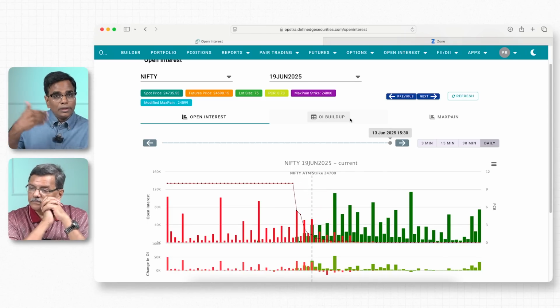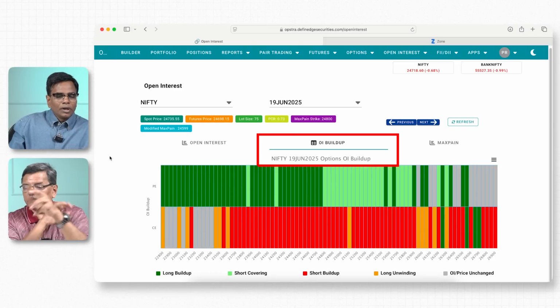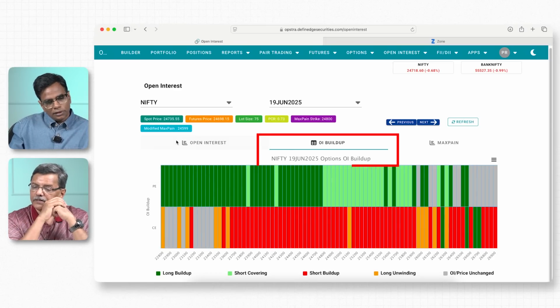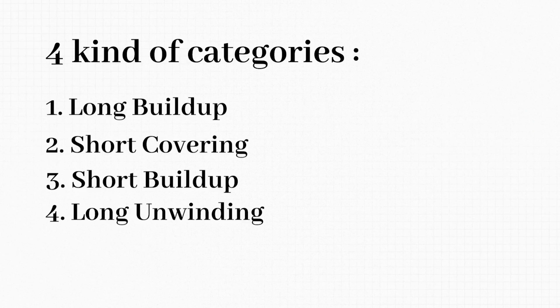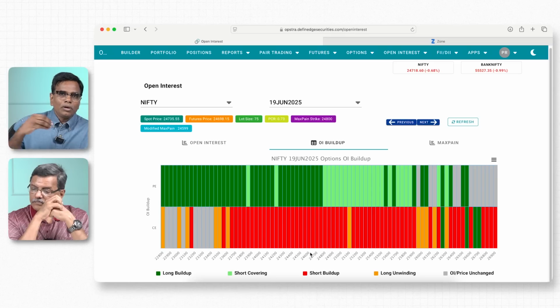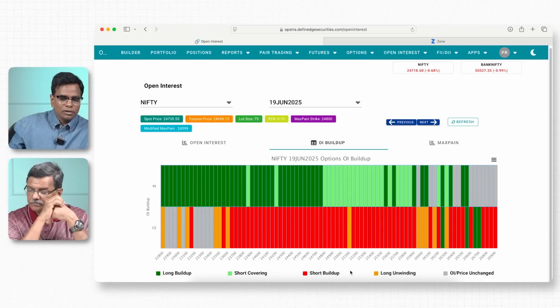Now there is another tab called OI Buildup. It is the second tab on the right, next to open interest. The OI Buildup gives a bird's eye view of what is happening at each and every strike price, both for put options as well as call options. As you know, in the buildup you have 4 categories: long buildup, short covering, short buildup, and long unwinding. We have given different color codes for each kind of buildup. In long buildup, both OI and price go up, and in short covering, OI goes down and price goes up. Similarly we have different definitions for all of these.